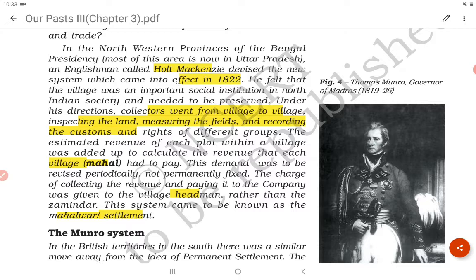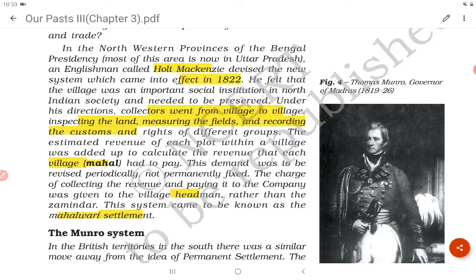Under his directions, collectors went from village to village inspecting the land, measuring the fields, and recording the customs and rights of different groups. The estimated revenue of each plot within a village was added up to calculate the revenue that each village, that is the mahal, had to pay. This demand was to be revised periodically, not permanently fixed.